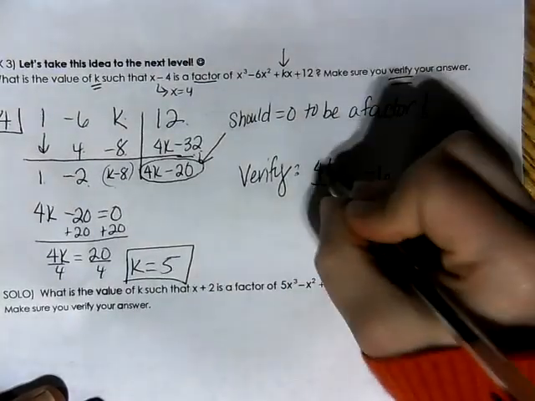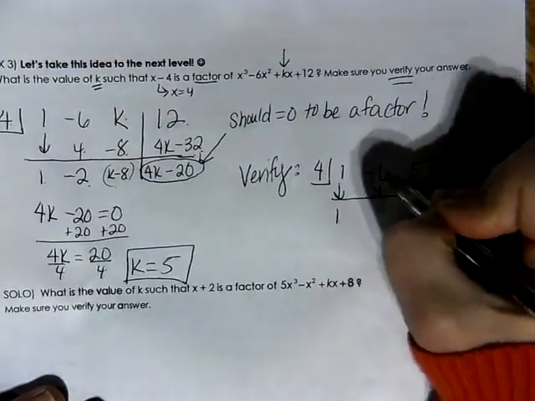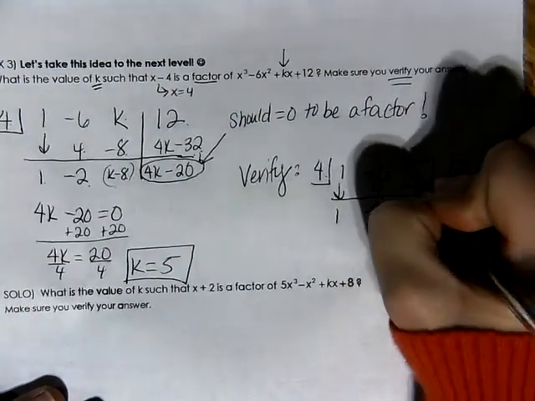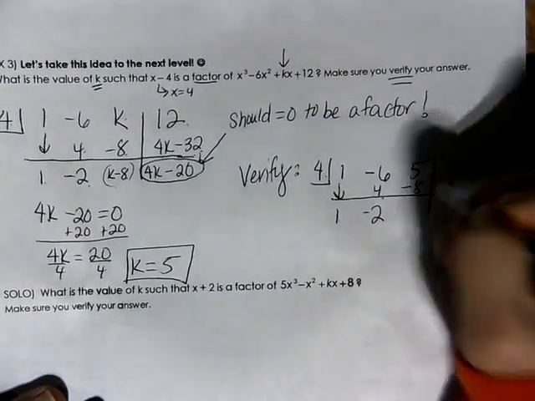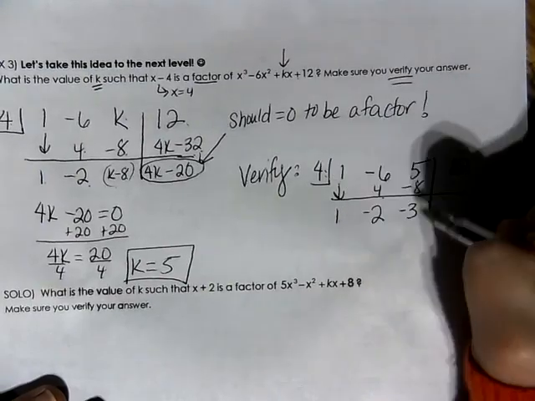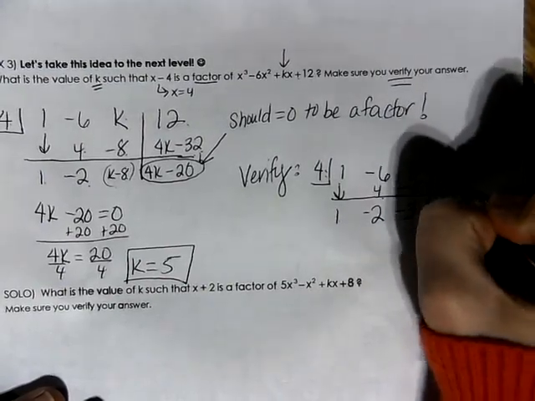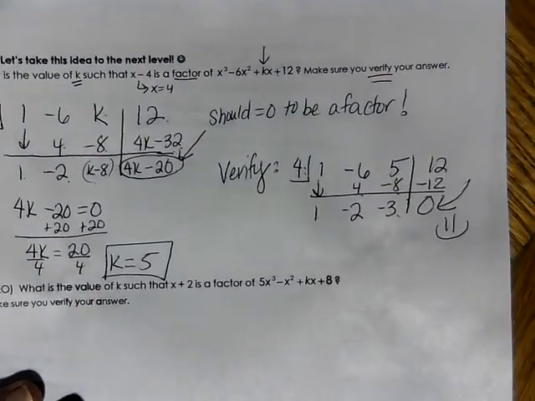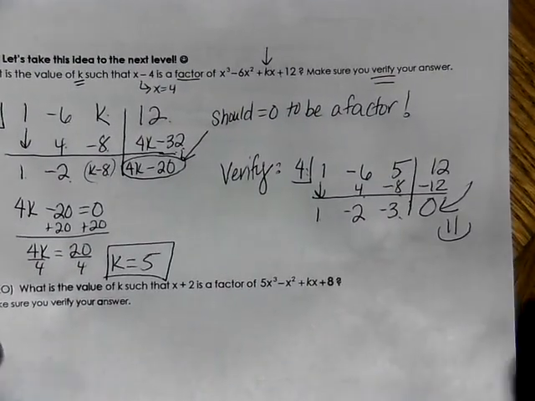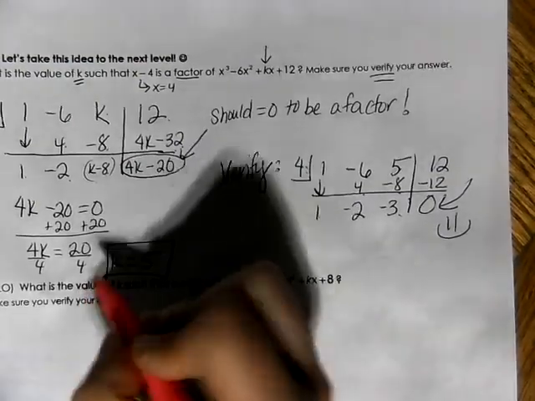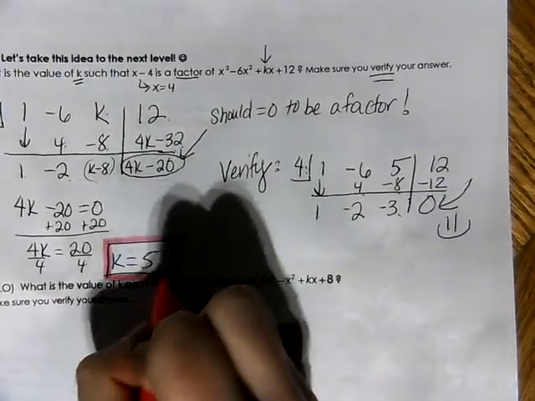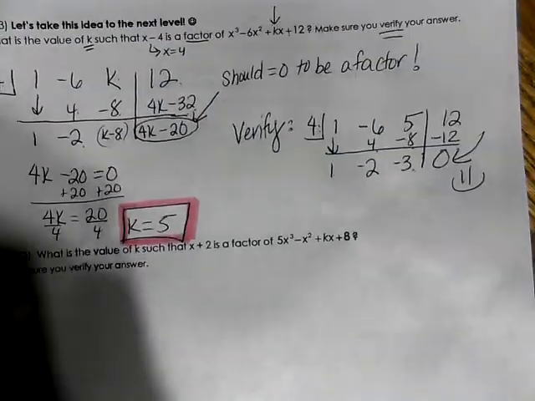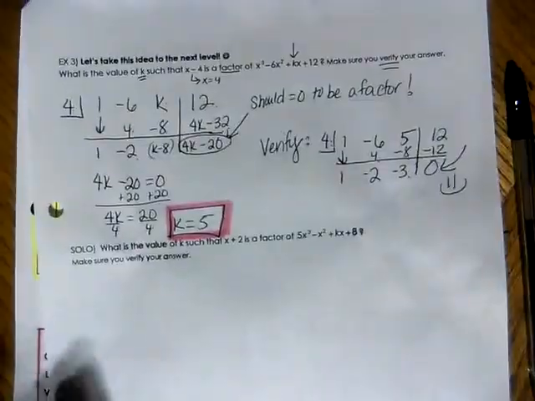Bringing down the 1, 1 times 4 is 4. Negative 6 plus 4 is negative 2. 4 times negative 2 is negative 8. 5 minus 8 is negative 3. 4 times negative 3 is negative 12. And looky there, we ended up with a remainder of 0. And so therefore, our answer is k equals 5. And that is the value that would make x minus 4 a factor of this polynomial.